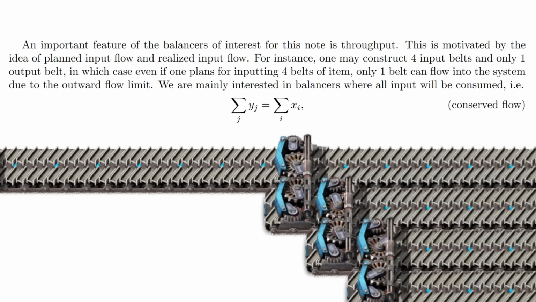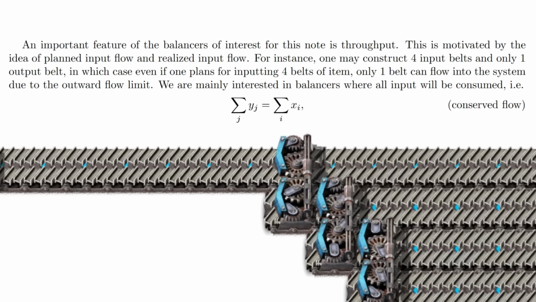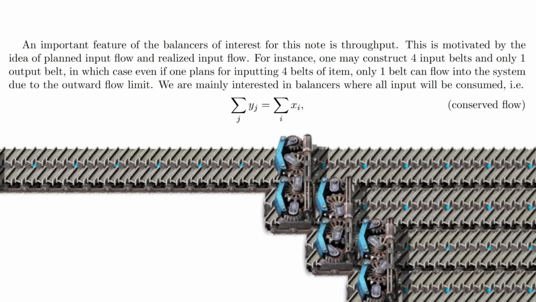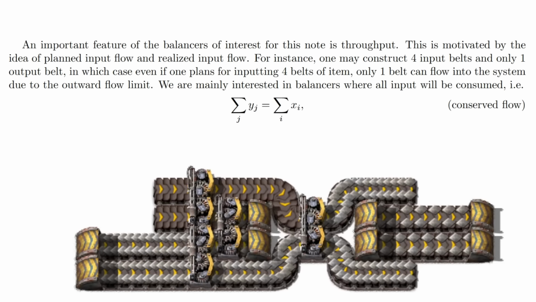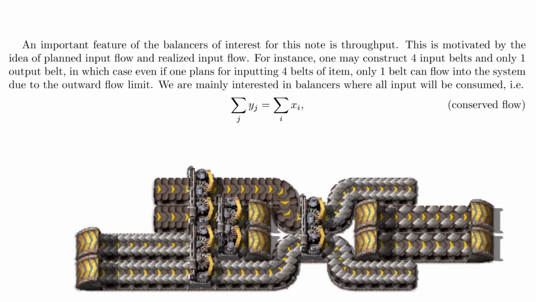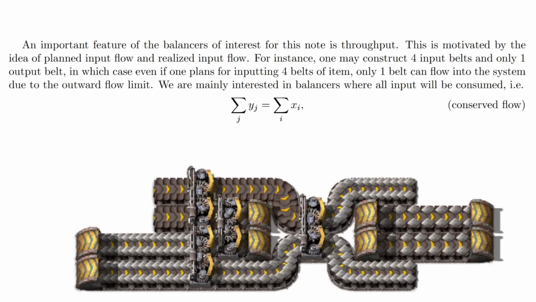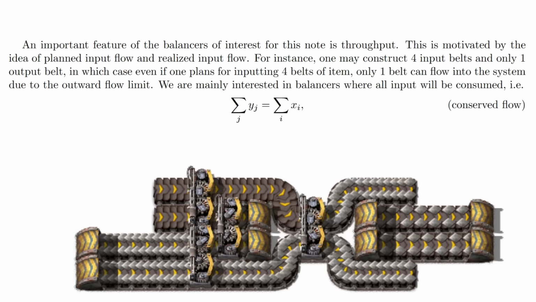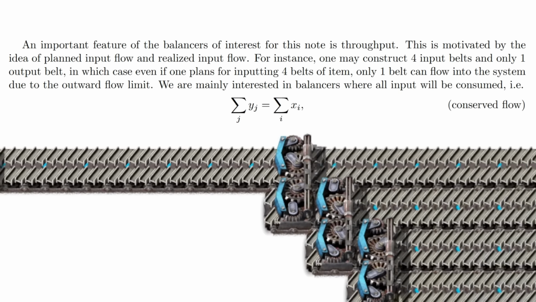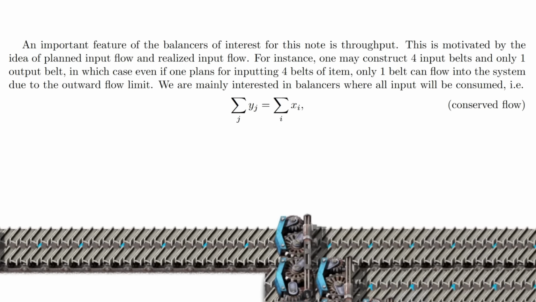An important feature of the balancers of interest for us is throughput. This is motivated by the idea of planned input flow and realized input flow. For instance, one may construct 4 input belts and only 1 output belt, in which case even if one plans to input 4 belts of items, only 1 belt of items can come out of the system due to the outward flow limit. We're mainly interested in balancers where all input will be consumed, i.e. the sum of all y_j's is equal to the sum of all x_i's. This is called a conserved flow.